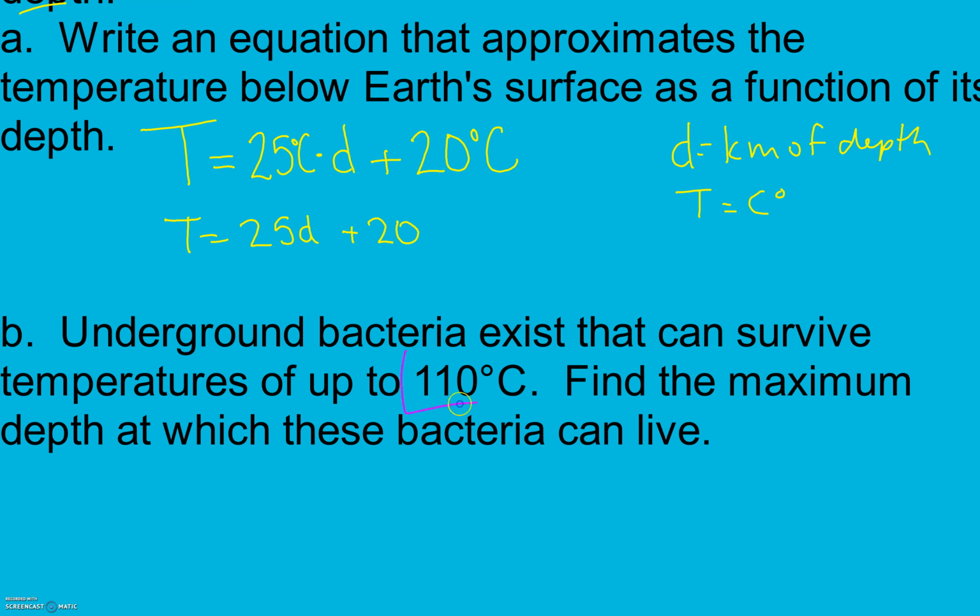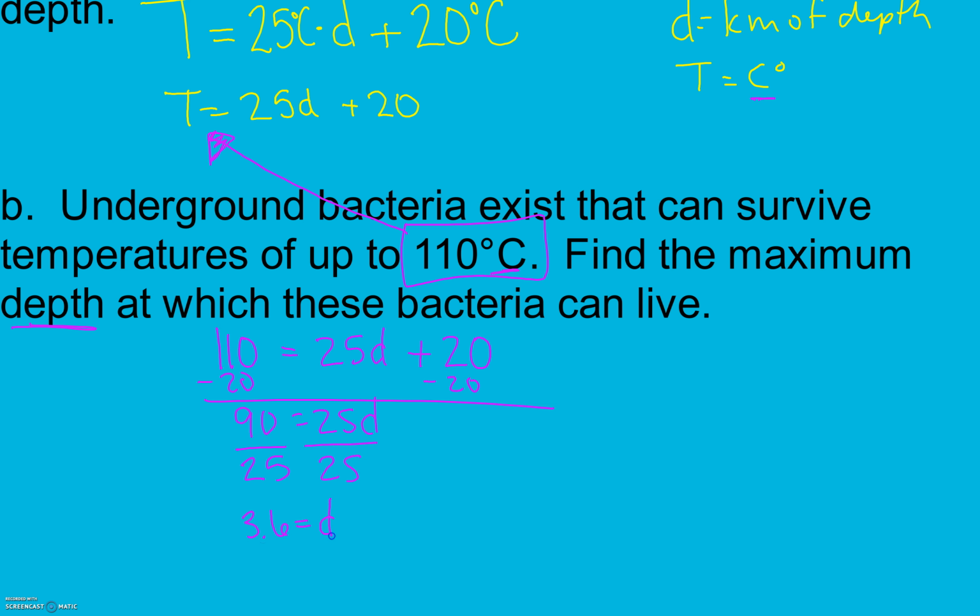So now we want to know for temperatures 110, we're going to plug that in. Make sure it's in degrees Celsius. Perfect. So 110 degrees equals 25D plus 20. I'm going to subtract 20 to solve for D. We're looking for the maximum depth. Divide to get rid of our multiplication, and we get 3.6 equals D. We said D is in terms of kilometers of depth, so 3.6 kilometers is the maximum depth.